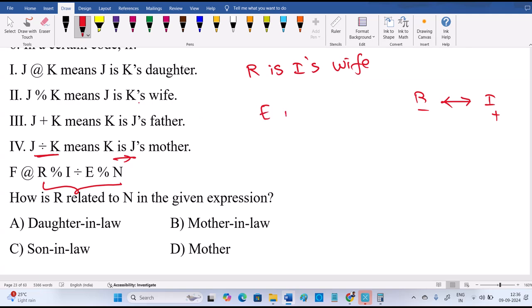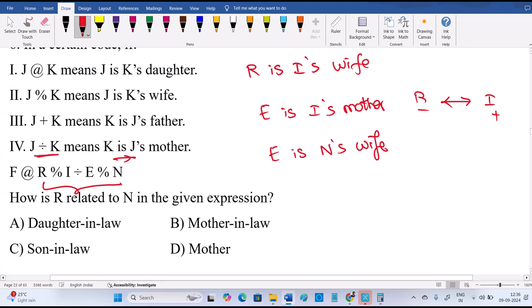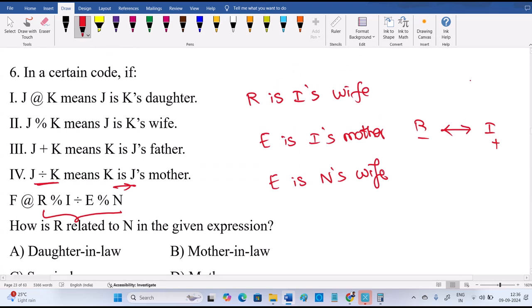E is I's mother. Next, E percentage N is N's wife. So E is I's mother. Read properly: E is I's mother and N's wife. Okay.